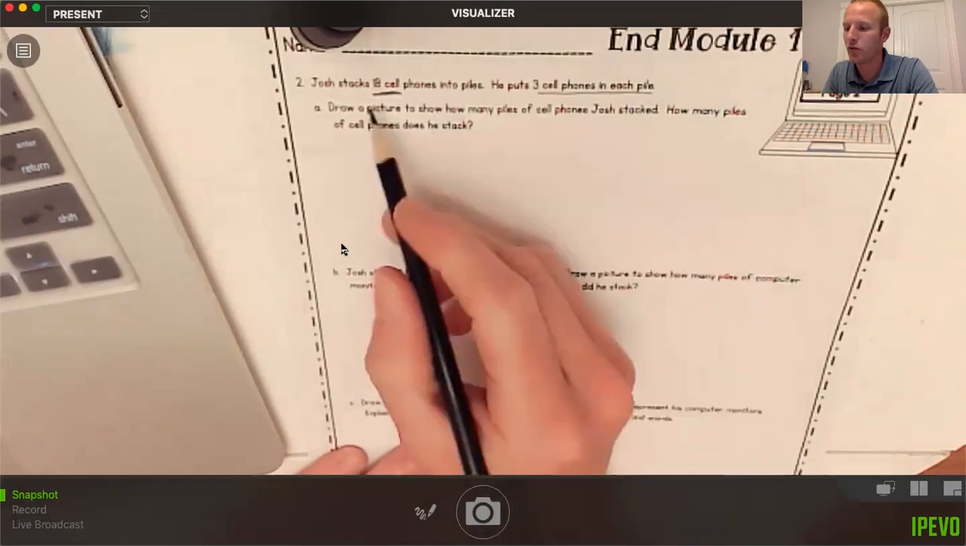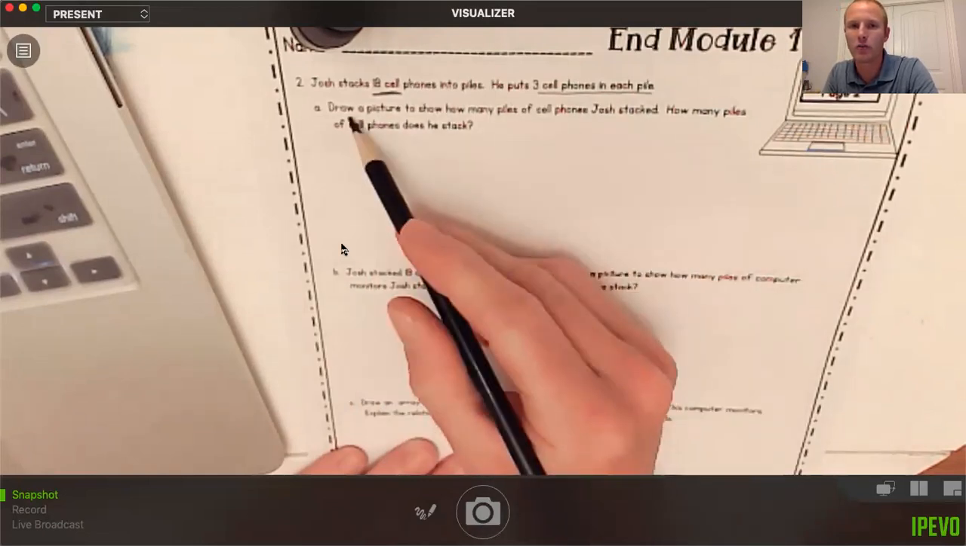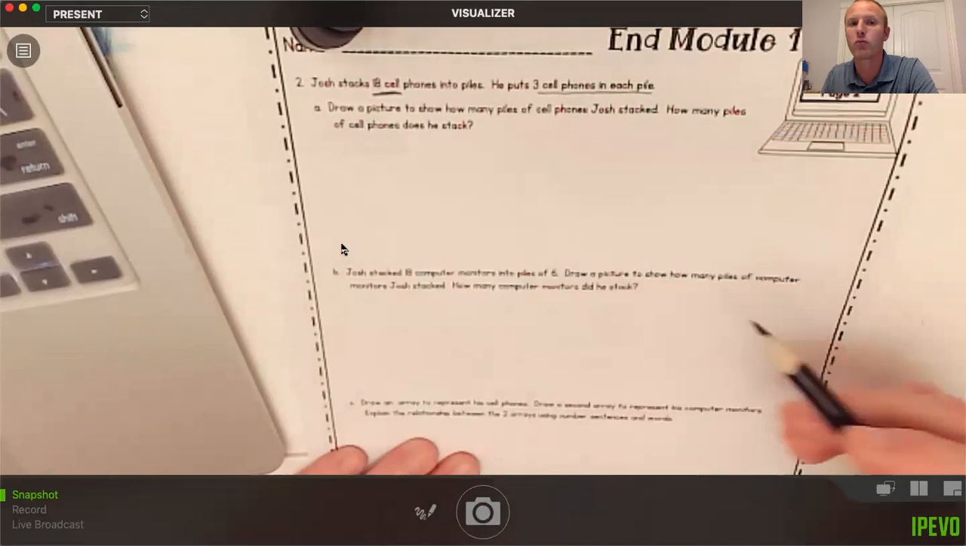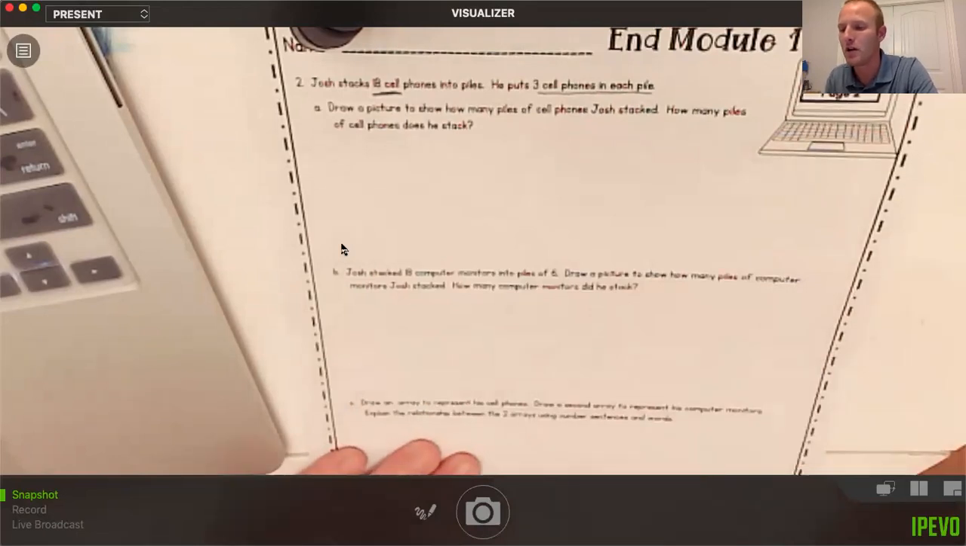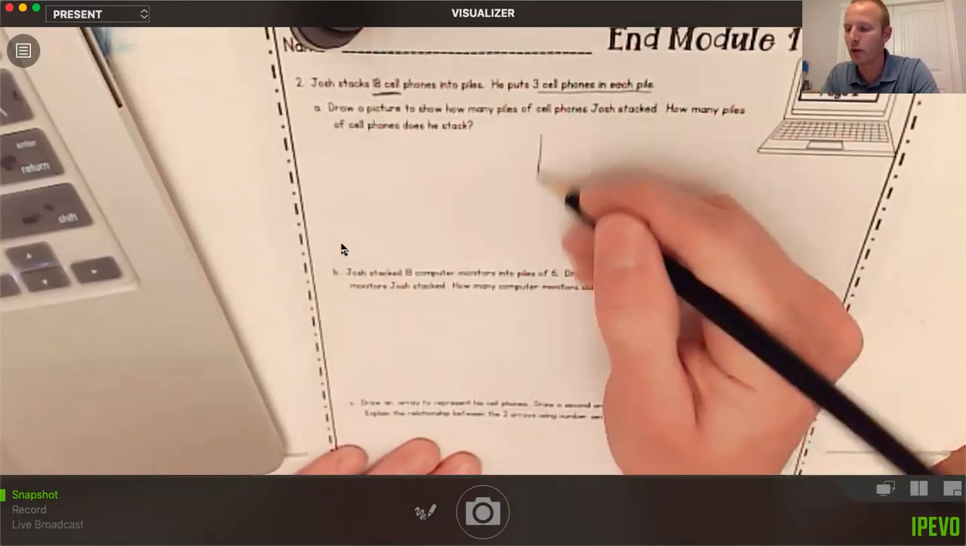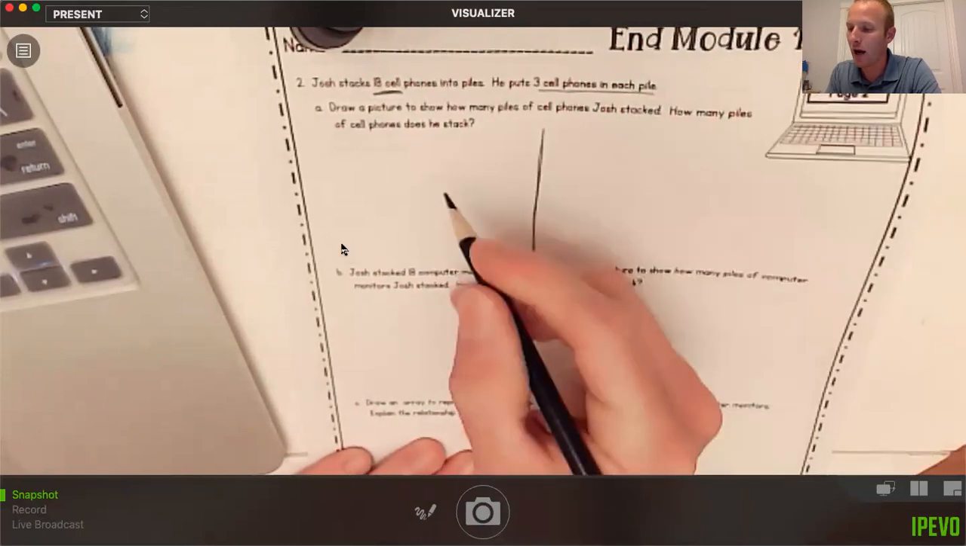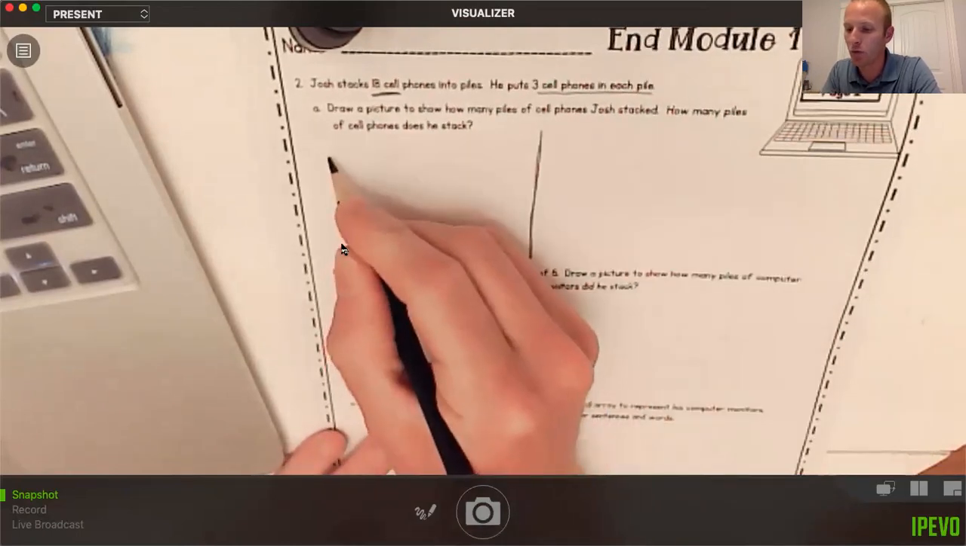So this question sort of repeats itself. It asks you both to draw a picture, and then you need to write or tell us in some way how many piles he stacked. So there are a bunch of different ways that you can draw a picture of this. I'll do two different ways for you. One is you actually could make groups of three.